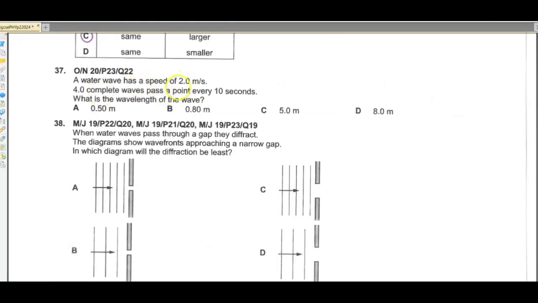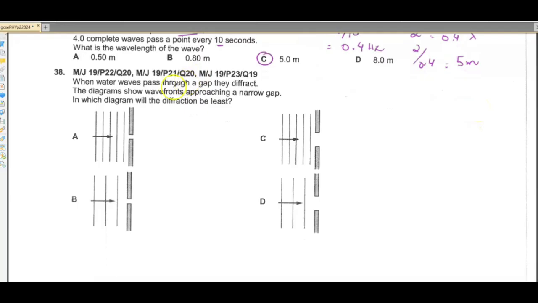A water wave has a speed of 2 meter per second. 4 complete waves pass through a point every 10 seconds. What is the wavelength of the wave? Okay, to find the wavelength of the wave, we need V is equal to F lambda. So we know the speed, which is 2 meters per second. We don't know F. F is equal to 1 over T, and it is 4 waves in 10 seconds. So this is going to give us an answer of 0.4 hertz. Okay, so 0.4 lambda, 2 over 0.4 is going to give you an answer of 5 meters. Okay?